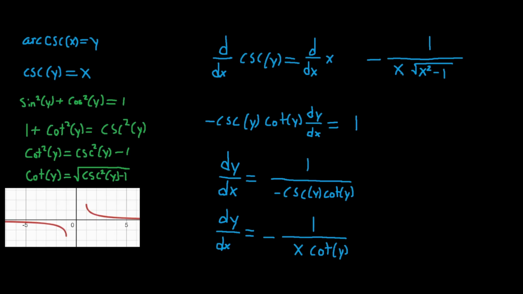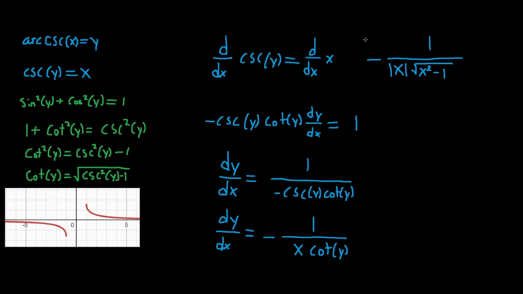But what if x itself is negative? Then we're going to have a positive square root, and that is an issue. So similarly to how we had the arcsecant of x, how we did the absolute value, we're going to do the same thing here. And that way we can ensure that the derivative is always going to be negative. And then we're pretty much good to go.